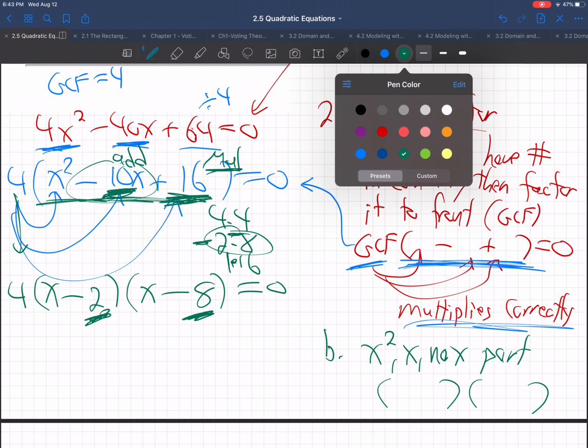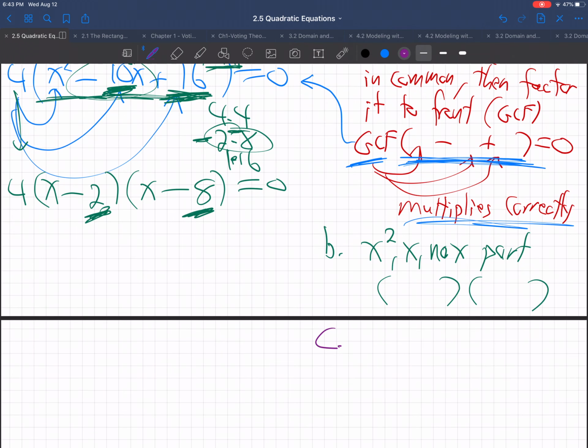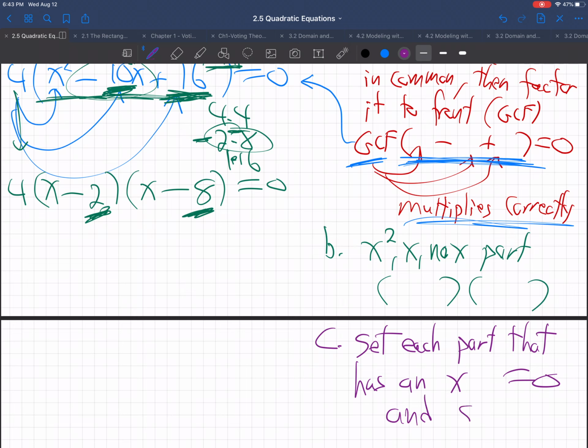And then, finally, part C, set each part that has an x equal to 0 and solve. So I take this x minus 2 equal to 0, I'm going to solve it. Take this x minus 8 equal to 0, and I'm going to solve it.